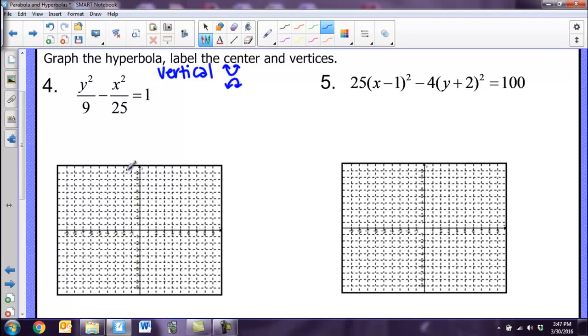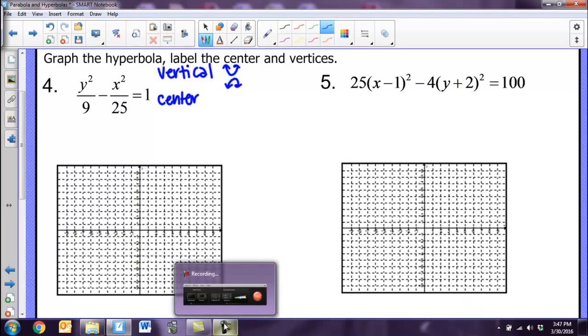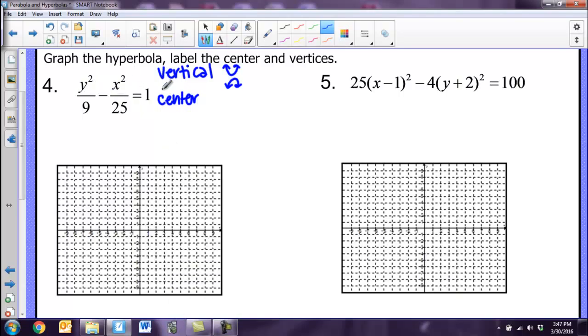Now I need to figure out how. The center on this one is going to be at 0, 0 because there's nothing next to your x or your y. So I already know that my hyperbola is centered around the origin. Okay, now I'm going to go ahead and name my a and my b. And remember, your a is always under the first thing, your b is always under the second thing. So for this one, a is going to be the square root of 9 or 3, and b is going to be the square root of 25 or just 5.